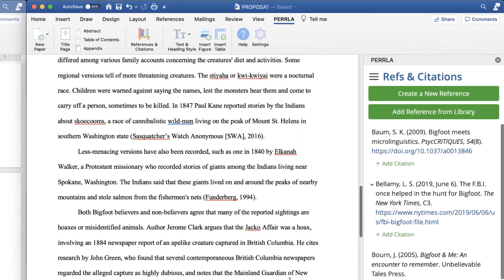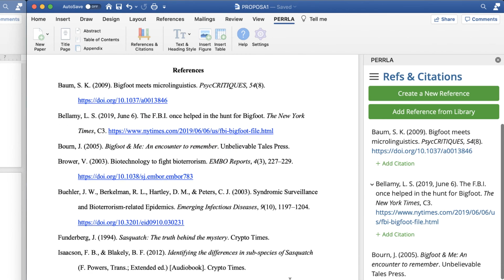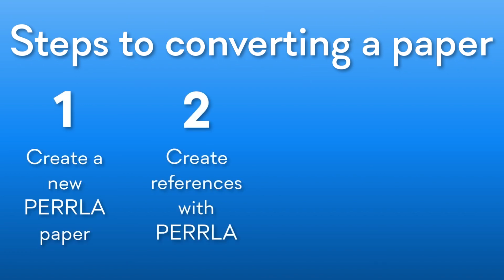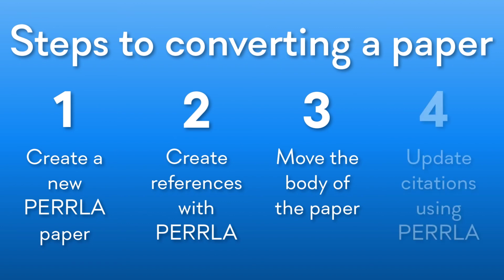Alright, I know that was a lot, but that's it. Your paper is now fully integrated into PERRLA and ready to go. To recap, moving your paper into PERRLA happens in 4 steps. First, you create a new paper with PERRLA. Second, you create your references using PERRLA in the new paper. Third, you're going to copy, paste, and format the body text into the new PERRLA paper. And then fourth, you'll update your citations using PERRLA as well. Although it can take a little bit of time, using PERRLA to properly format your paper helps to ensure that everything is correct for APA 7th edition from start to finish.